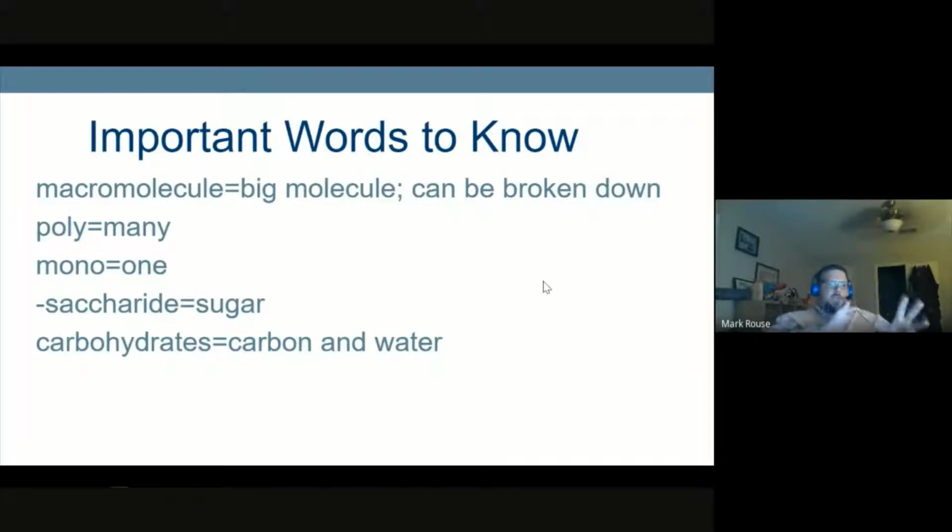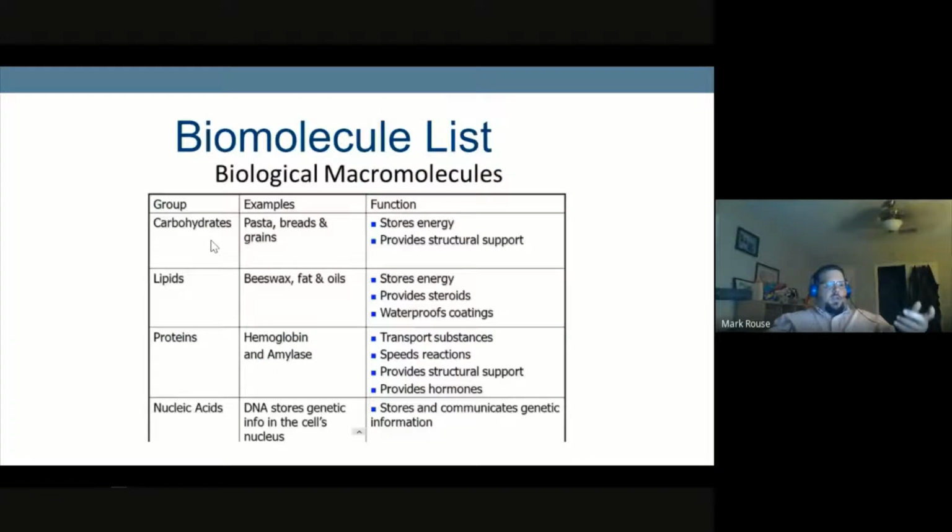So that just means big molecules. So you have macro, you have micro. Macro is big, micro is small. The microscope helps you see small things. Okay. And a macromolecule can be broken down. For example, a complex carbohydrate can be broken down into simple carbohydrates.